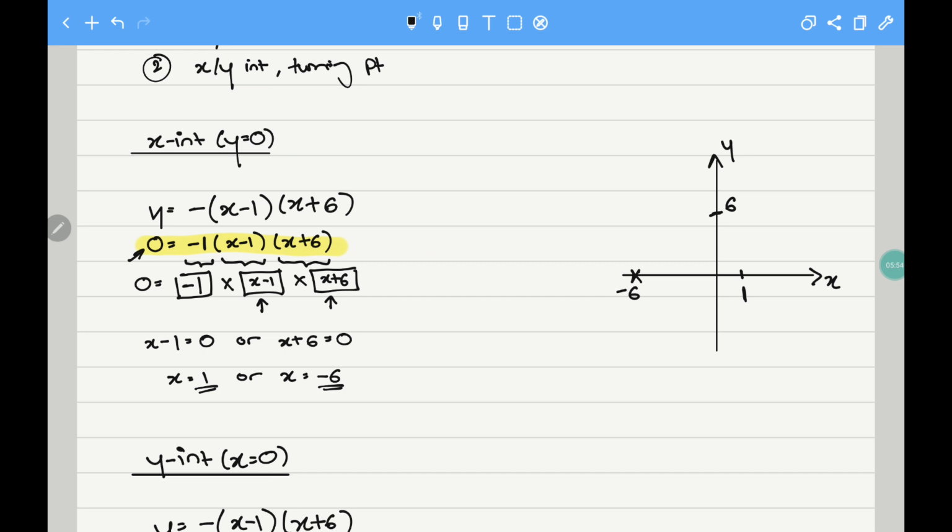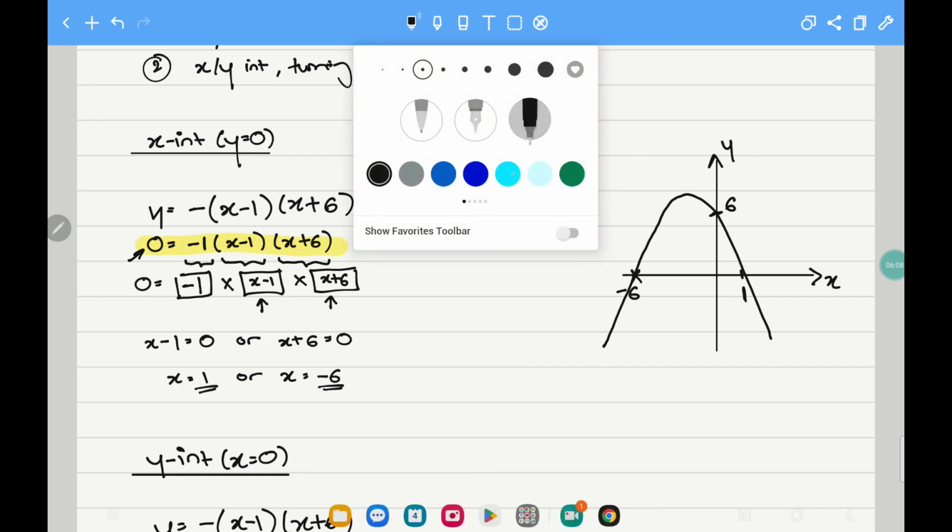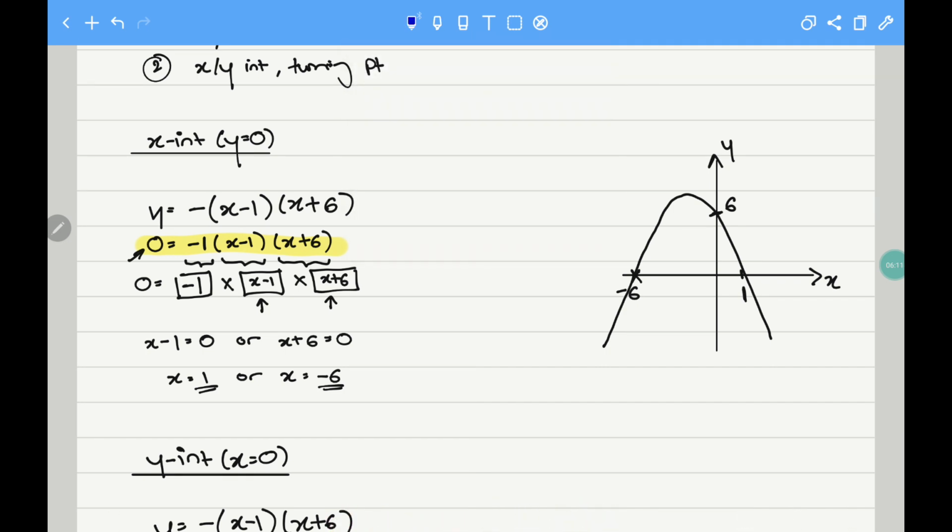Remember it's an N-shaped curve. So I can see the N here already. It's an N-shaped curve like that. I'm going to do a sketch now. There you go. And remember the turning point is always in the middle. It's at the top this time around. This is the maximum point.